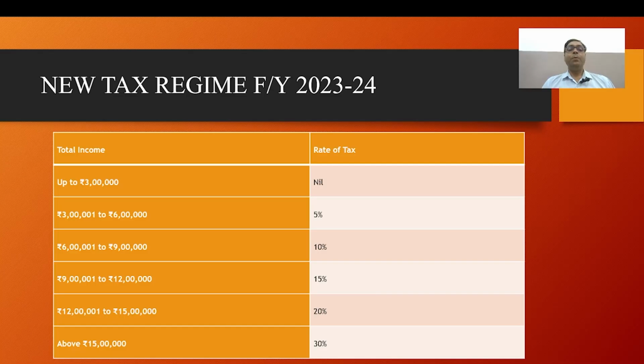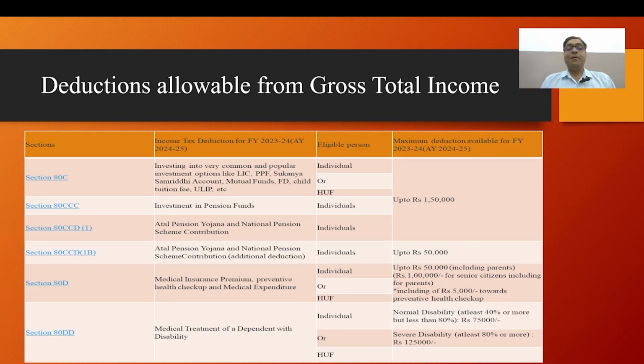Okay, now we will discuss the deductions allowable from the gross total income. Here we will be discussing section 80C, income tax deduction as per financial year 2023 and assessment year 2024-25. Eligible person is an individual, and the maximum deduction available in the financial year 2023-24 here.